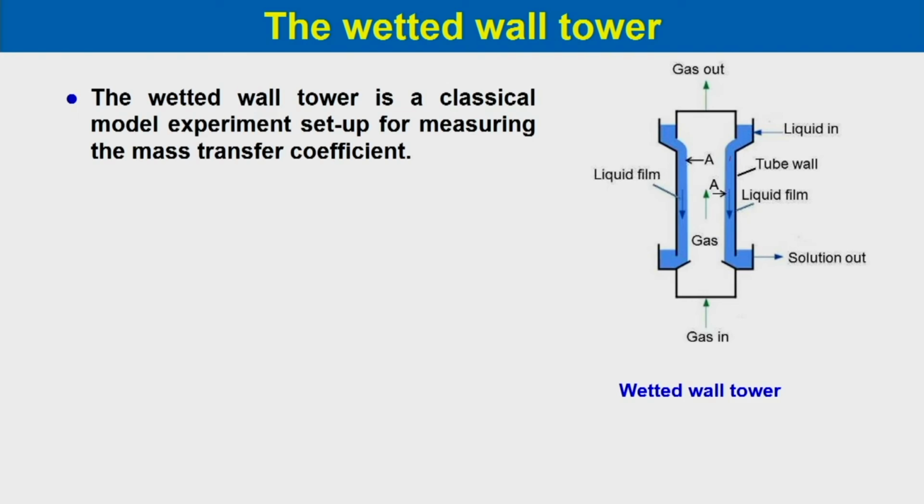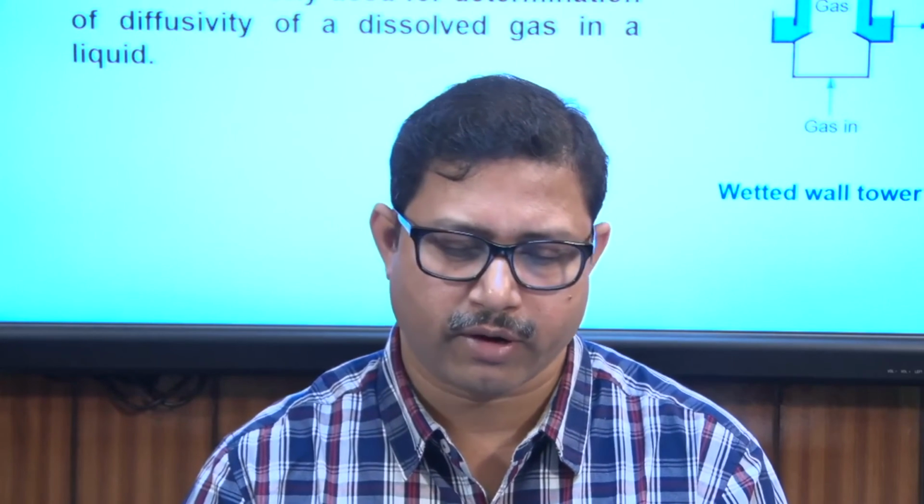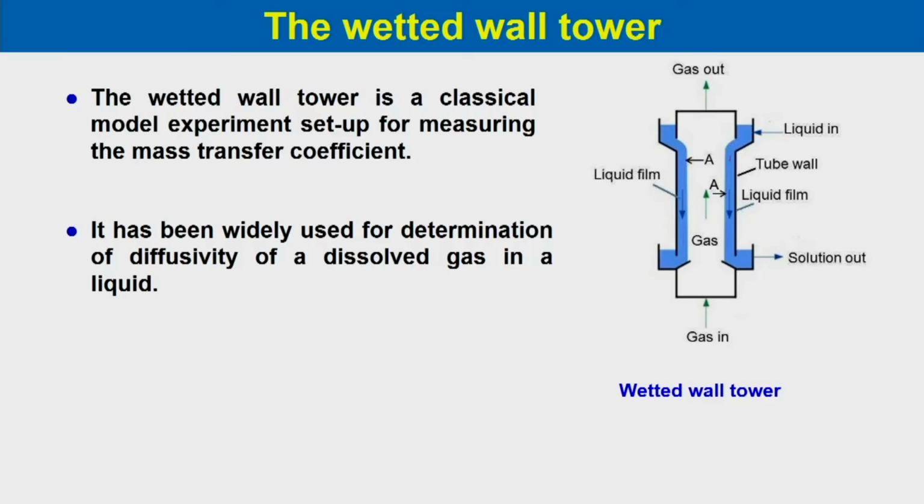The wetted wall tower is a classical model experiment setup for measuring the mass transfer coefficient, and it has also been widely used for the determination of the diffusivity of a dissolved gas in a liquid. It is also used for the measurement of the kinetics of reactions, when there is mass transfer with chemical reaction. We can use this equipment to find out the mass transfer rate or the reaction rate.